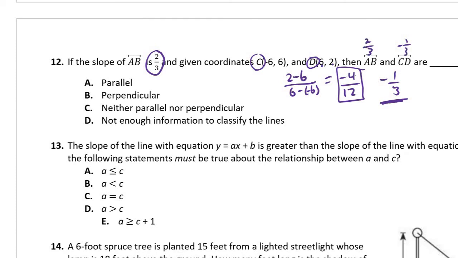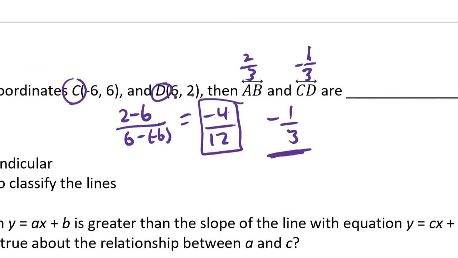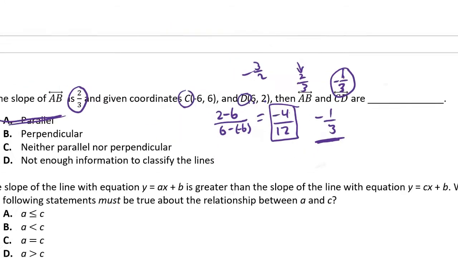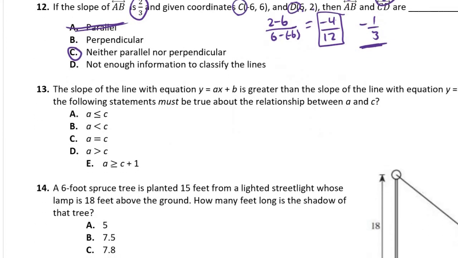Okay, let's see if there is any relationship between them. First of all, they are not equal, so they are not parallel, so that's out of it. They are not perpendicular because one is not the reciprocal of the other one. The reciprocal of this would have been 3/2, and then with a negative added to it. But that's not what this is. So they are not parallel, they are not perpendicular, right? They are neither parallel nor perpendicular. That's all we can say. So we're going to select C because they are neither parallel nor perpendicular.